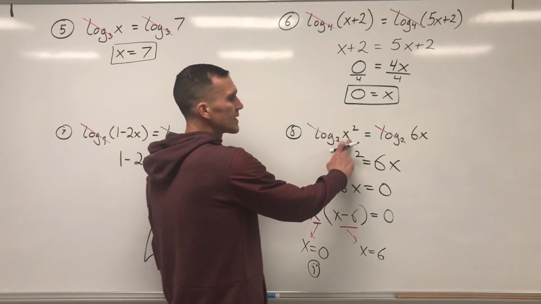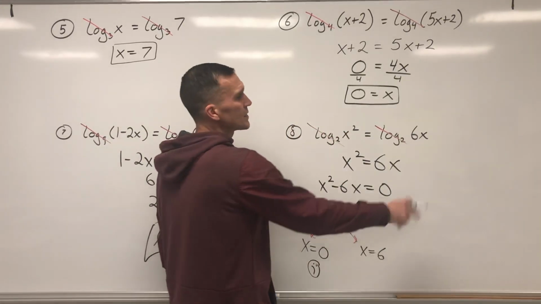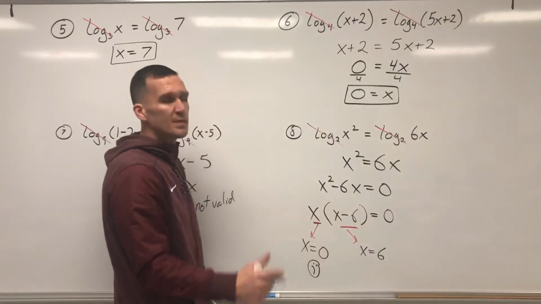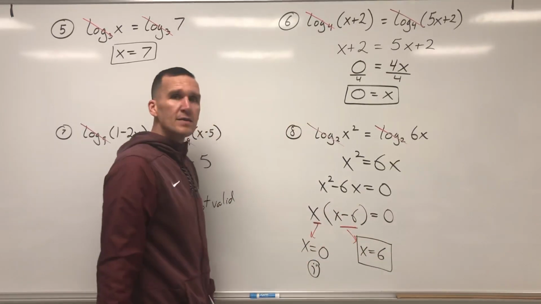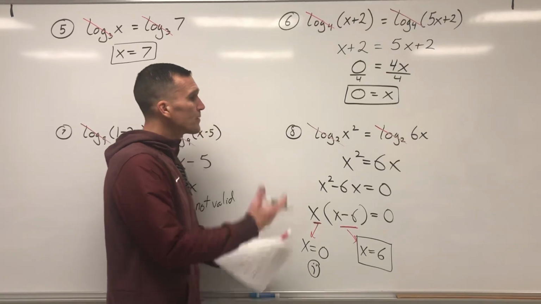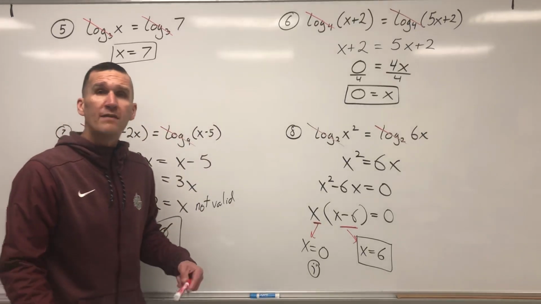But when we plug in 6, 6 squared is 36, that's good. 6 times 6 is 36, it makes both arguments positive. It is a valid solution. I hope this helps you guys finish your 8.5 notes.